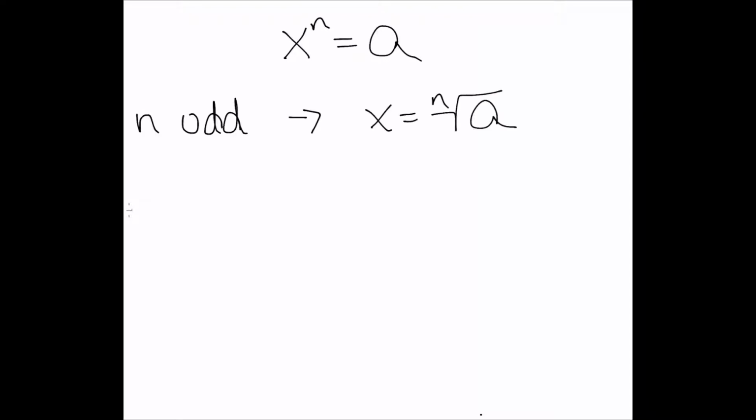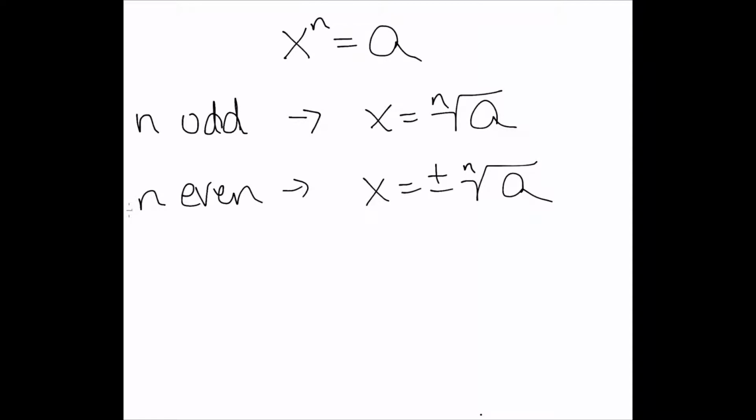I'll now consider power equations. These are things that can be written in the form x to the n equal to a. And how we solve this is going to depend on what n is. If n is odd, then we can just say that x is the nth root of a. We can take the root of both sides. However, if n is even, then we take plus or minus the nth root of a.